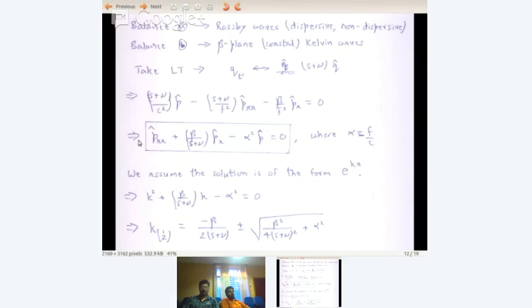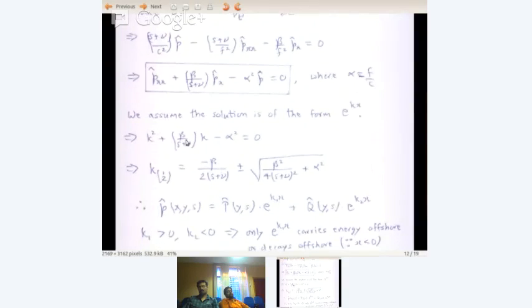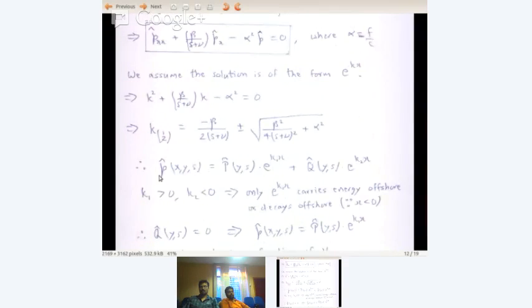If you plug e power kx into this expression, then you get k squared plus beta by s plus nu into k minus alpha squared equals 0. It's a quadratic in k. Solve the quadratic, you get two roots, k1,2 is equal to minus beta by 2 into s plus nu, plus minus square root of beta squared by 4 into s plus nu squared plus alpha squared. And therefore, small p hat of x comma y comma s is equal to capital P hat of y comma s, that's amplitude, into e power k1x plus q hat of y comma s into e power k2x.